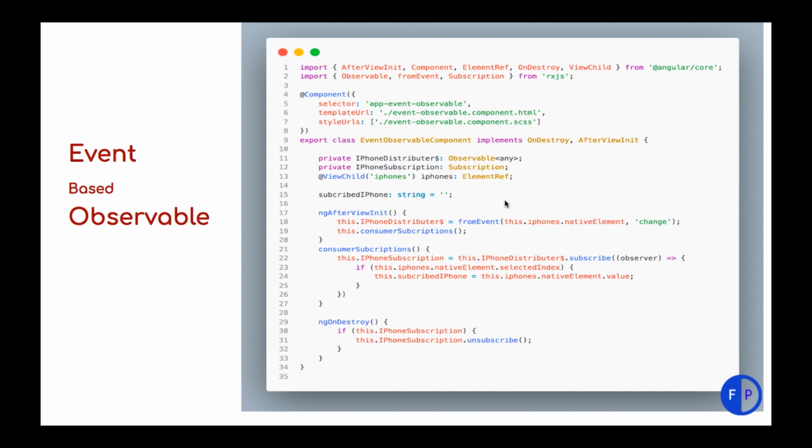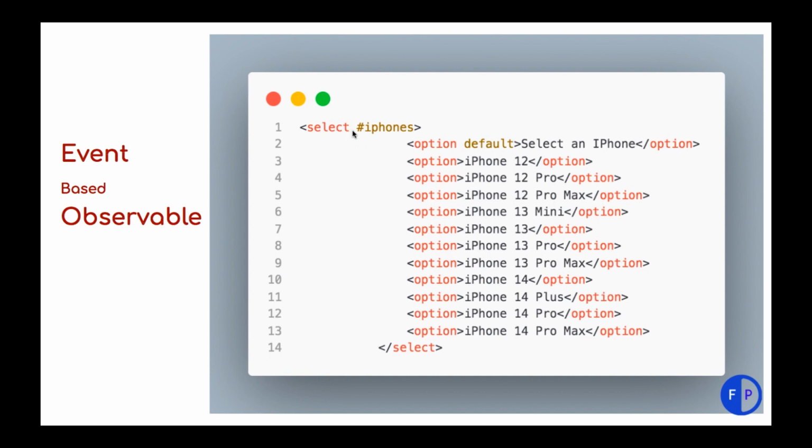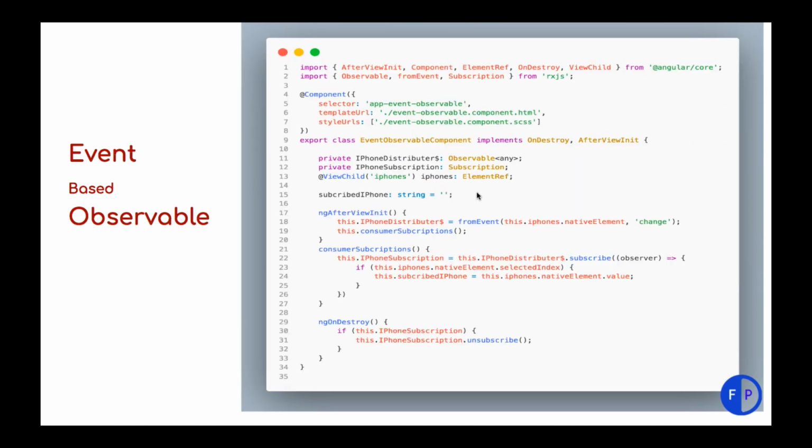Line number 13 says that I need to get the reference of iPhones, which was provided in the HTML part here, the hash iPhones. So this is the element reference, and then I have a subscribed iPhone string which is blank right now. On ngAfterViewInit, I'm just tracking the change event. I'm passing the reference of the select HTML element here as the first parameter, and then the event name, which is change.